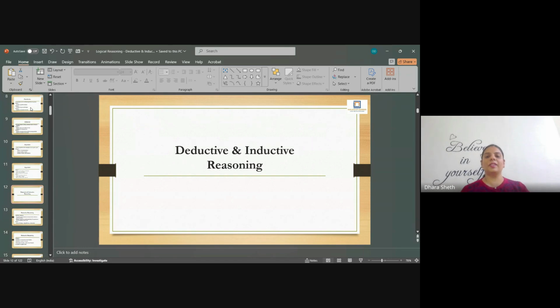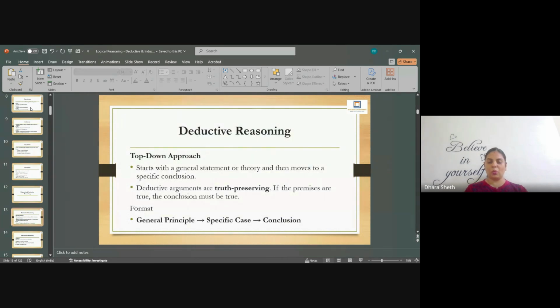Now let's start with our first topic, deductive and inductive reasoning. We'll take both of them one by one. What is deductive reasoning? Deductive reasoning is a top-down approach. It starts with a general statement or theory and then moves to a specific conclusion. Deductive arguments are truth-preserving. If the premises are true, then the conclusion must be true. The format is: from a general principle, a specific case or an example, and from there you move on to the conclusion.